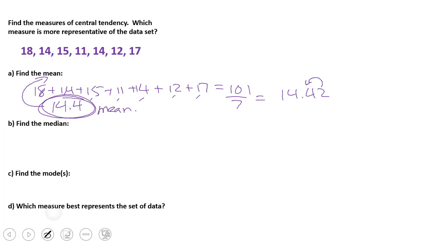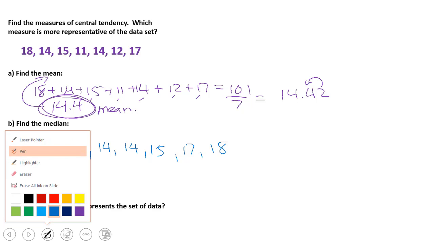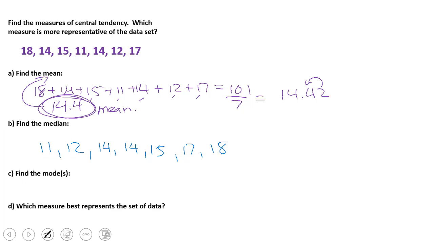Let's go to the median. The median being the middle number when they're ordered from least to greatest, so we have to put them in order. 11, 12, 14, 14, 15, 17, and 18. We know we have 7 items of data in here, so we just have to go to the middle number. So we go 1, 2, 3. There's 3 on that side, 1, 2, 3 on that side. And so right in the middle, the median is 14.